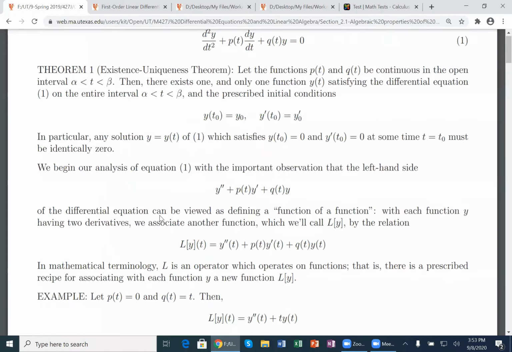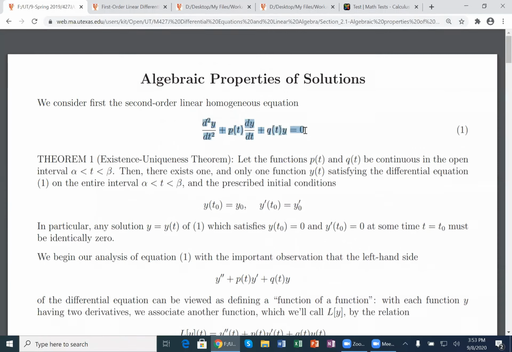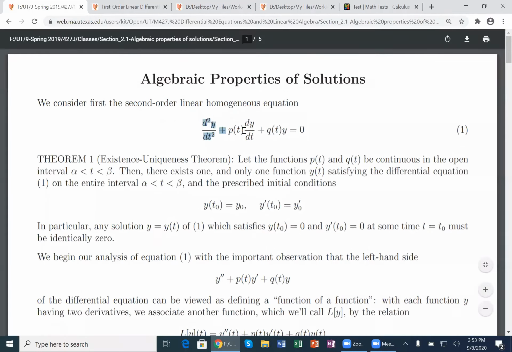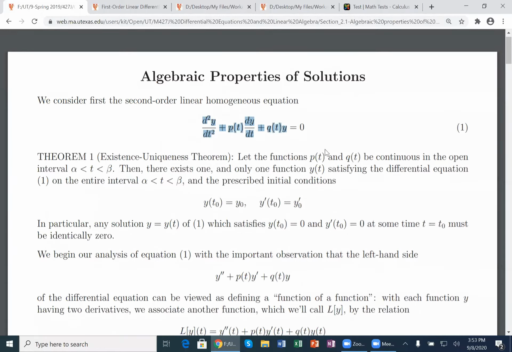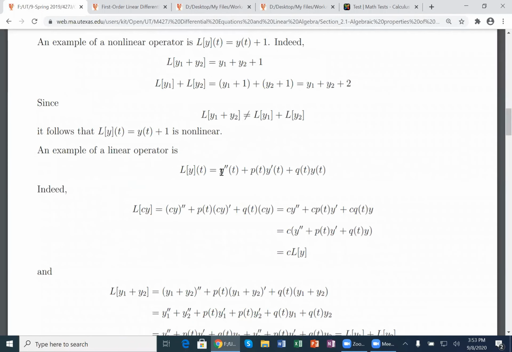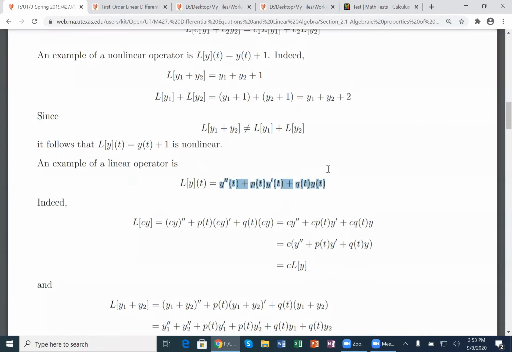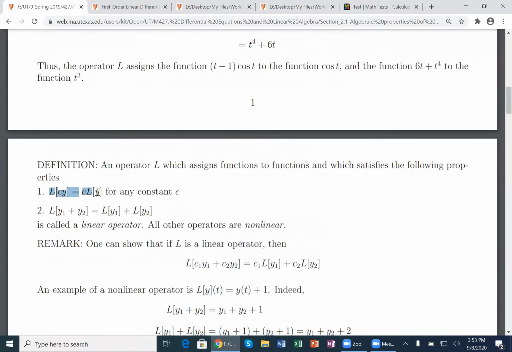Next, let us go back to our equation. As I said, we can think about the left-hand side as an operator. Here is the left-hand side of that equation. Let us show that this is a linear operator. In order to show that this is a linear operator, we should show that it satisfies property number 1 and property number 2. Let us start with property number 1.